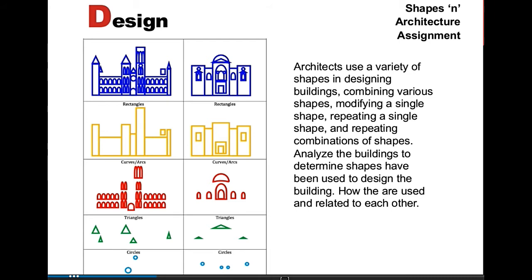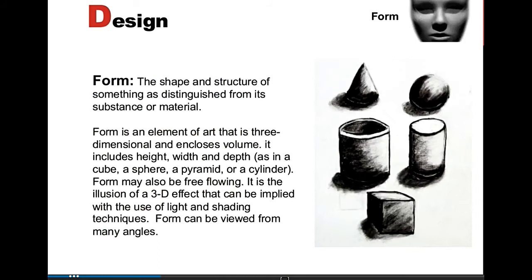Architects use a variety of shapes in designing buildings such as these. Form, the shape and structure of something as distinguished from its substance or material. Form is an element of art that is three-dimensional and encloses volume. It includes height, width, depth, as in the cube, sphere, pyramid, or a cylinder.